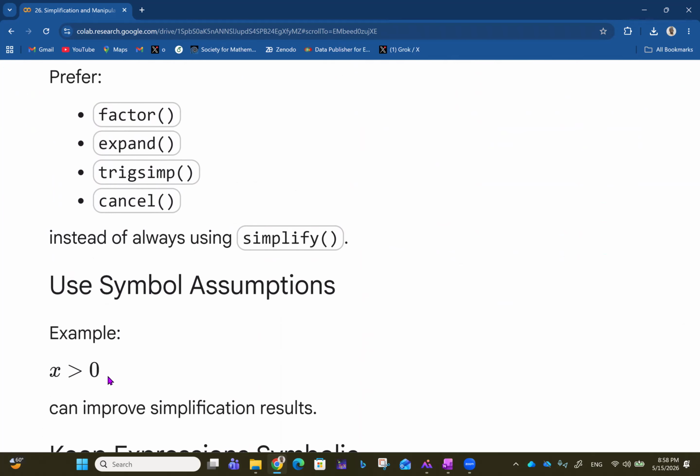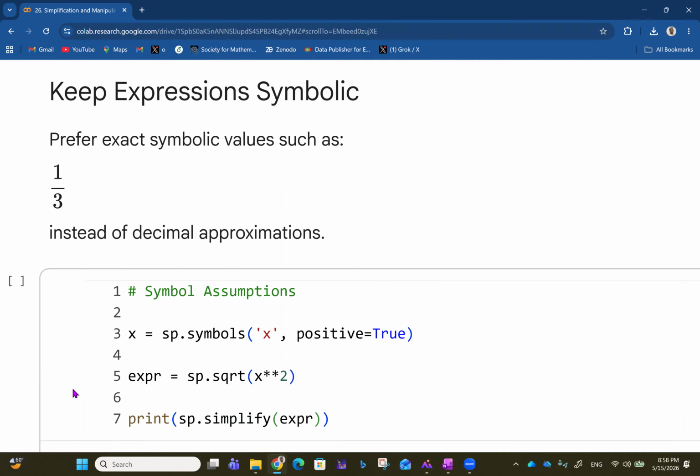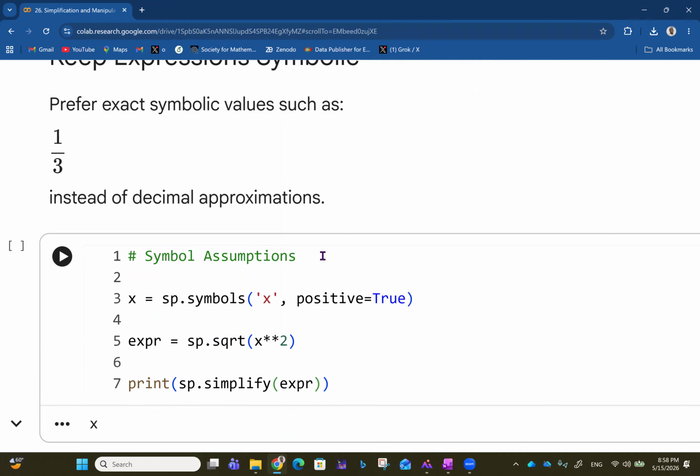Very important. So use symbol assumptions. Then keep expressions symbolic. Prefer exact symbolic values such as 1 over 3 instead of decimal approximations. Decimal approximations like 0.3333 are not as good as 1 over 3, which preserves the form of the expressions. So, symbol assumptions now.